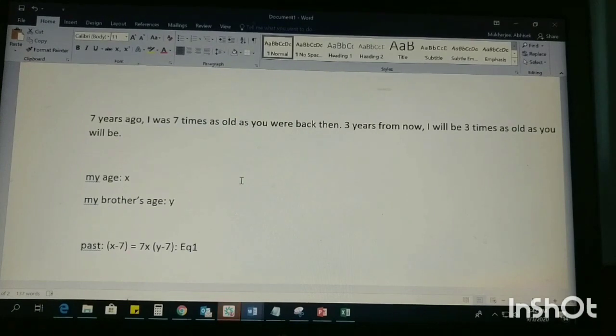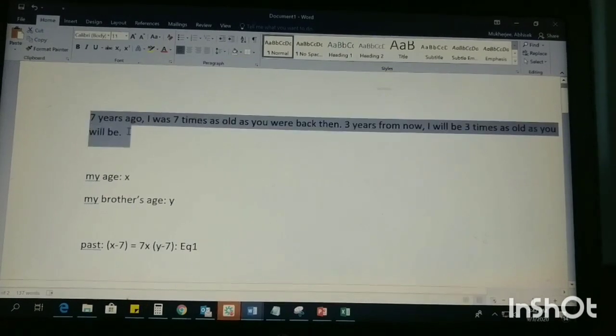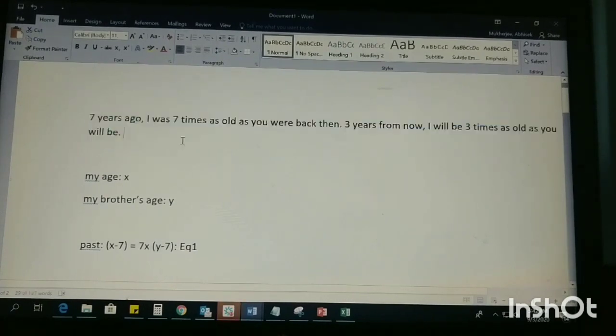In order for us to solve this riddle, first we have to consider our present ages as variables. Alright, so we start by taking my age as x, my brother's age as y. So now we will divide this entire riddle into 2 sections.